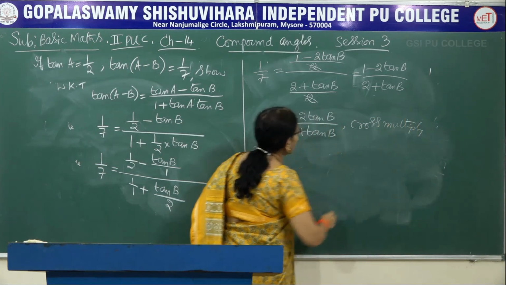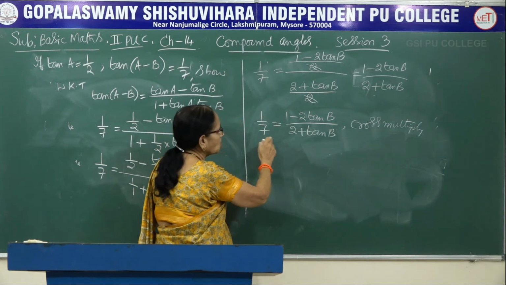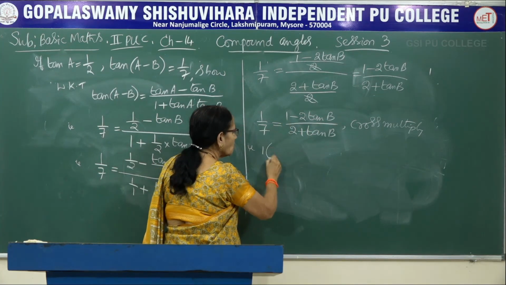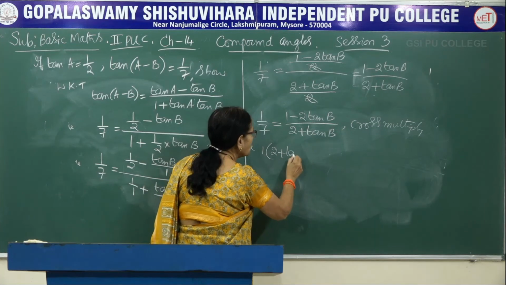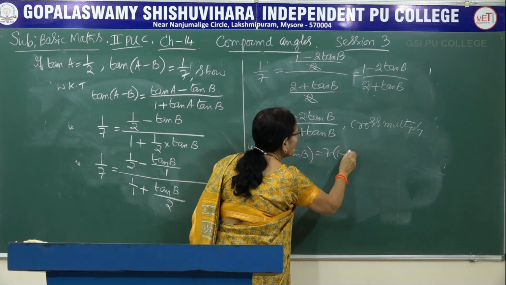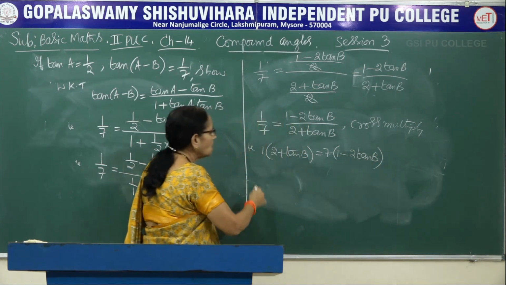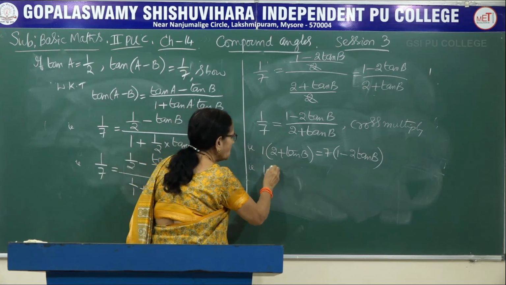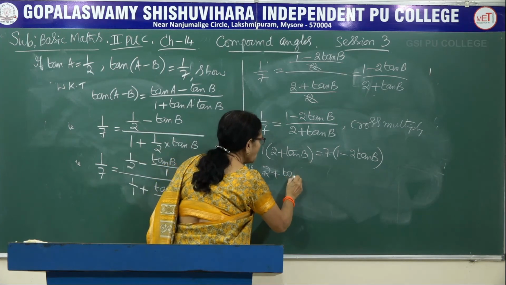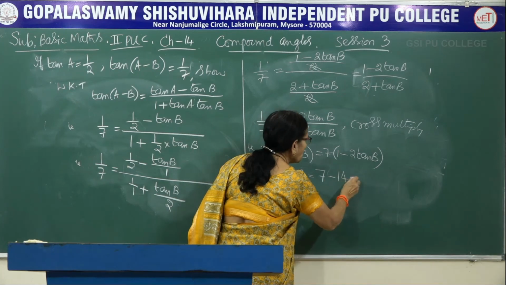That is cross multiply. Here 1 into 2 plus tan B, that is equal to 7 into 1 minus 2 tan B. Now remove the brackets. 1 into 2 is 2 plus tan B, that is equal to 7 ones are 7, 7 twos are 14.